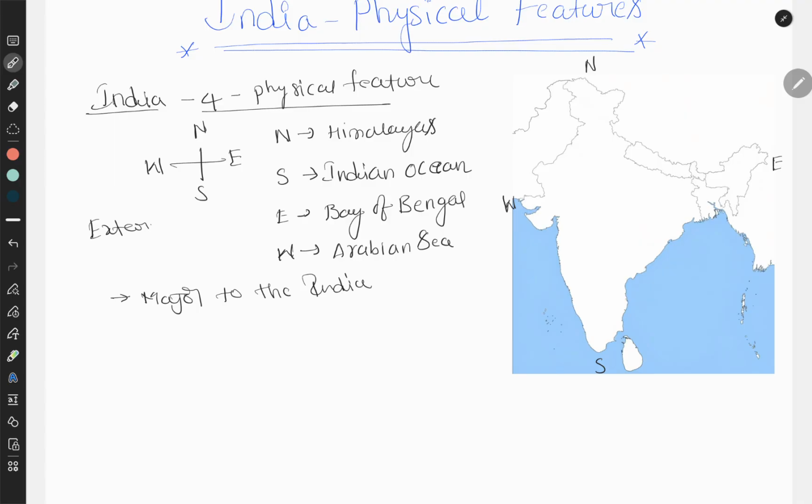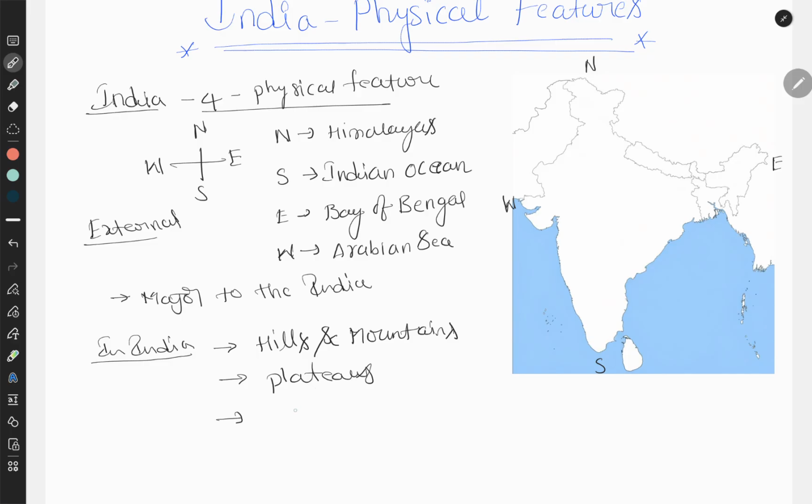Now the internal features, within India. On the Indian map, within India we have hills and mountains, we have plateaus, we have coastal plains, and we have deserts.